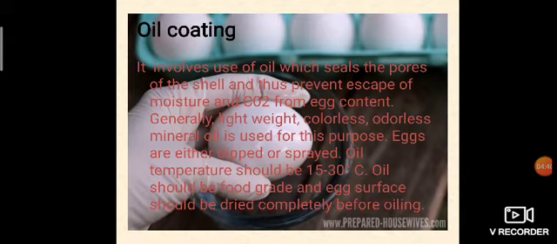dipped or sprayed. Oil temperature should be between 15 to 30 degrees Celsius, and the oil should be food grade, and the egg surface should be dried completely before boiling. Oil treated eggs can be stored up to 3 weeks at room temperature. But this method may result in oil shine on the egg and cloudy albumin as carbon dioxide cannot escape from the egg.